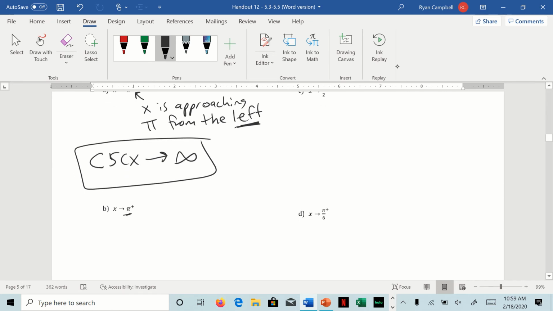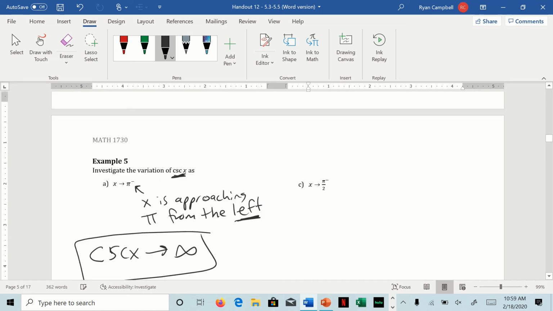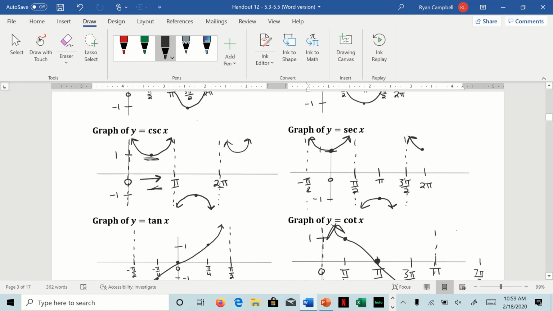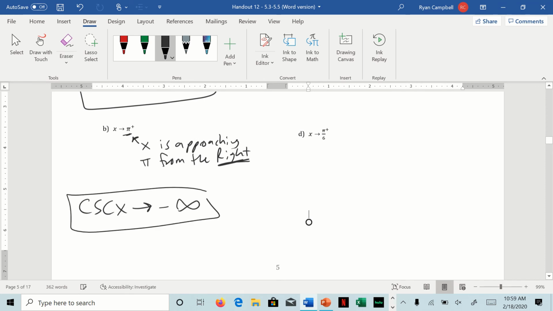What about when it approaches pi from pi plus? I'm sure you can figure this out, but the plus means that x is approaching pi from the right. So as x approaches pi from the right, what does cosecant approach? What do the y values approach? Once again, we can look at our cosecant as it's coming from the right this time. From the right, we see that the y values are going down towards negative infinity. And that's the answer. That's it.